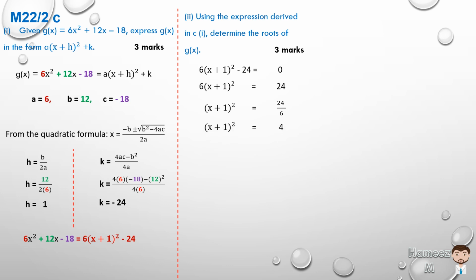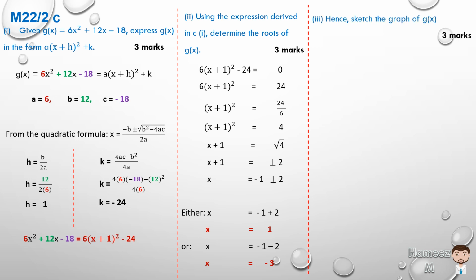And we can now get rid of the square sign on the left-hand side. So it becomes square root. So x plus 1 is equal to square root of 4. So x plus 1 is equal to plus or minus 2. And in that case, x is equal to minus 1 plus or minus 2. Either x is equal to minus 1 plus 2, meaning that x is equal to 1, or x is equal to minus 1 minus 2. So x is equal to minus 3.